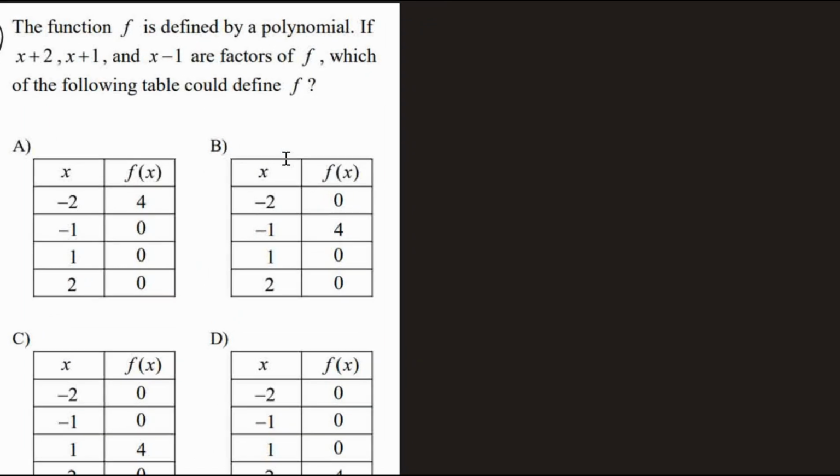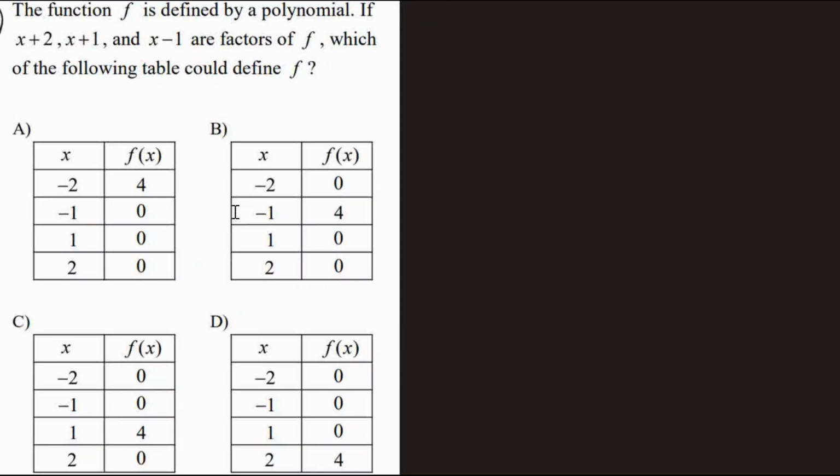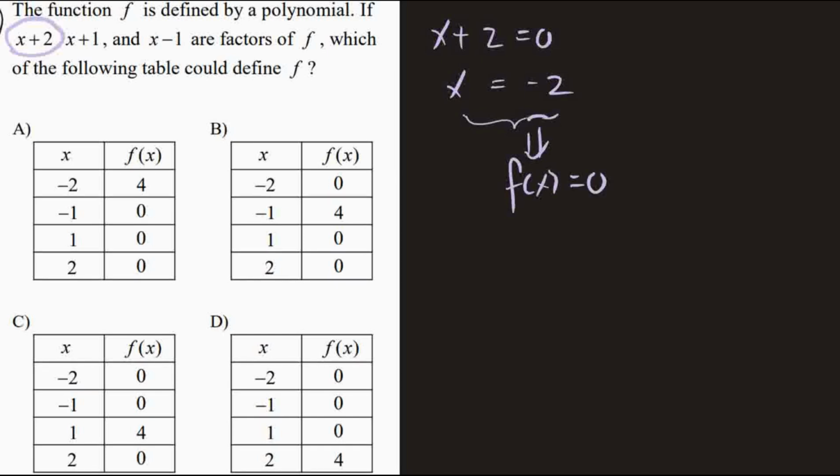Now for the function to have a factor of x plus 2, it means when we substitute the value of x for x plus 2, if this is a factor, then when we substitute x equals minus 2, it should give the value of f of x, the function itself, to become 0, because of the factor theorem.